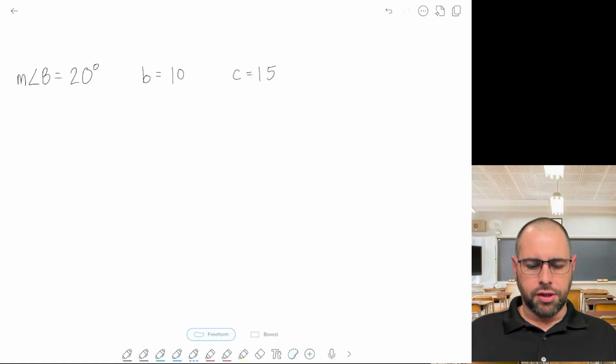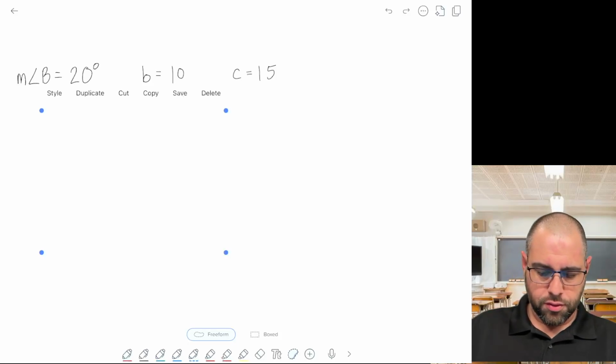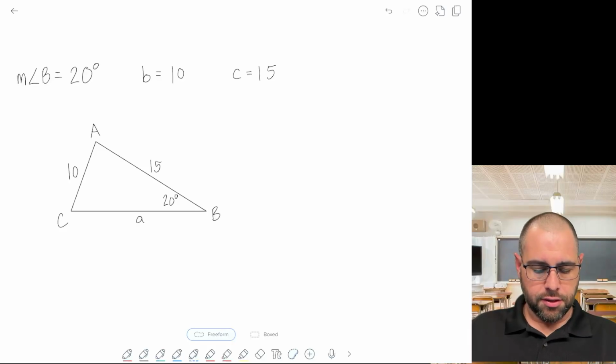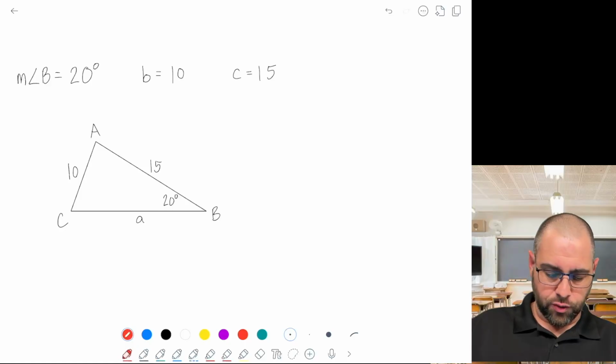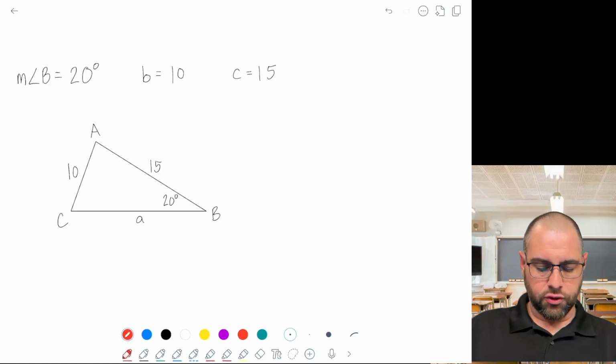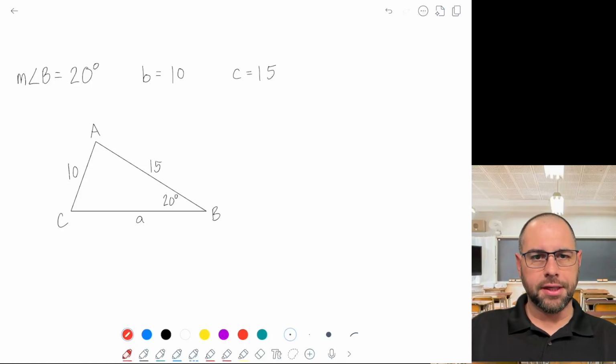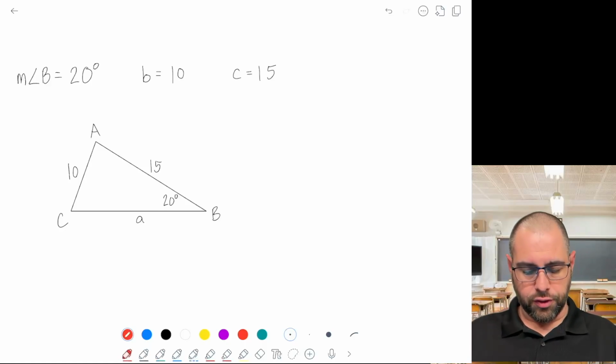If I were to give you these instructions to make a triangle, you could make two different triangles. I could do one triangle like this. And this is an acute triangle right now. So angle B is 20 degrees. The side opposite angle B is 10 units. And then side C is 15 units.